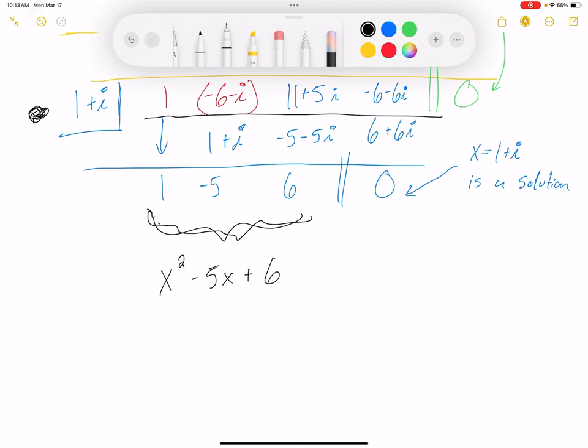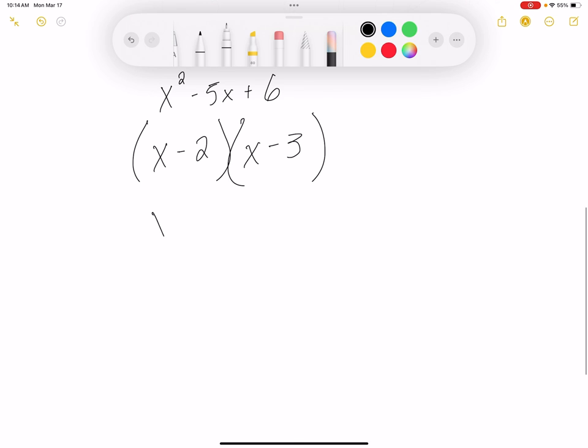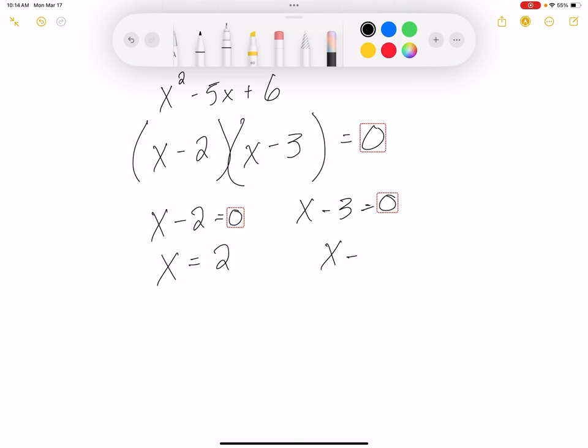Well, I can factor this. What two numbers can I multiply together to get 6 that I can also add together to get -5? That's -2 and -3. All right, so I'll do it step by step. x minus 2 equals 0, because we could set this whole thing equal to 0. x minus 3 equals 0, so x equals 2, x equals 3.